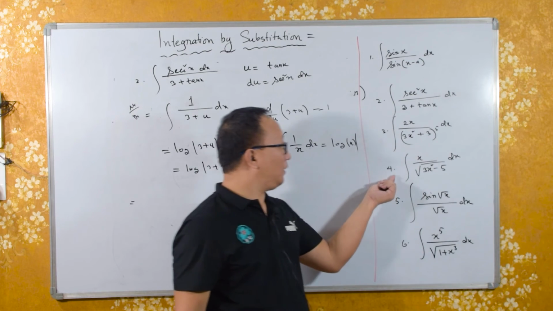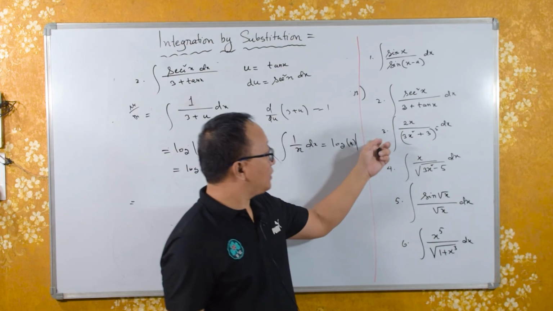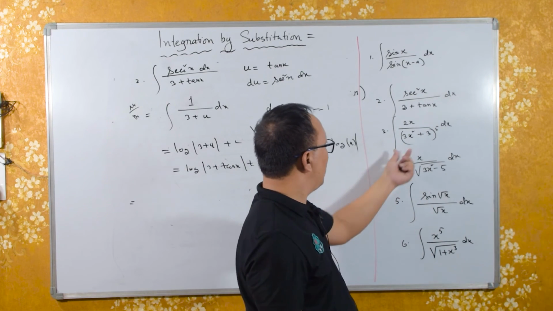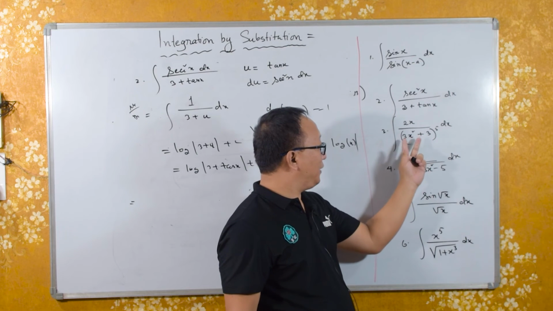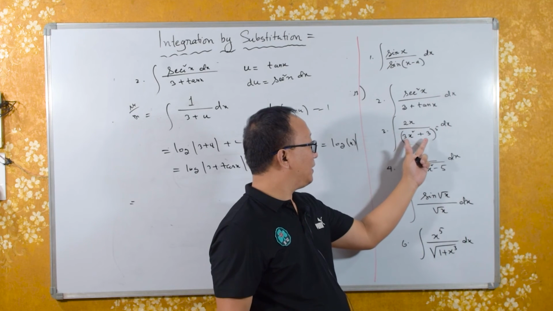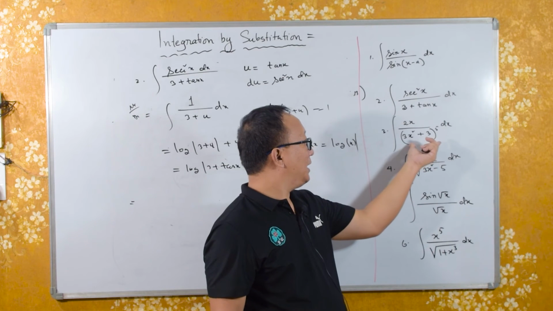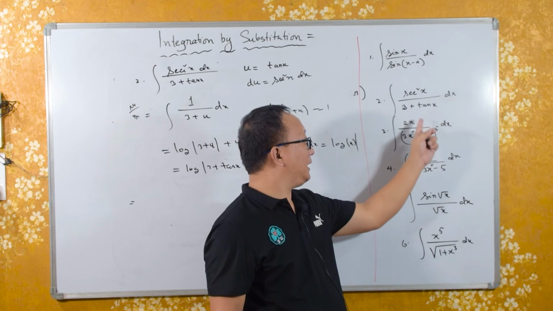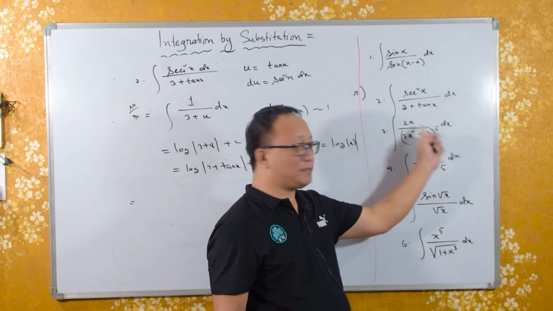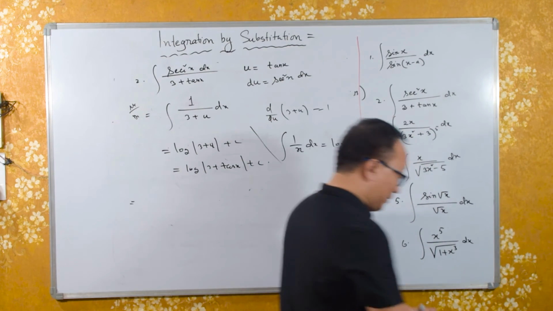Now question number 3. In this also, we have to substitute 3x square plus 3 as u, and we will be getting something in this form. Let's try to solve this one also.